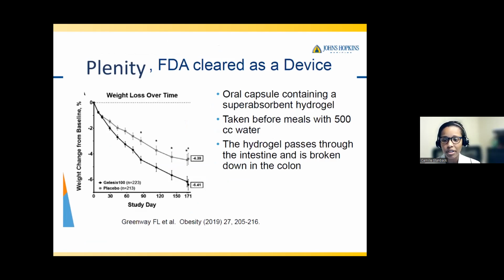That has important implications because it can be used for lower body mass index values down to 25 instead of 27 or 30. The basic mechanism is that it fills up space so that one eats less. Compared to the pharmacotherapy, the weight loss benefits are not as great, but it is a potential option.